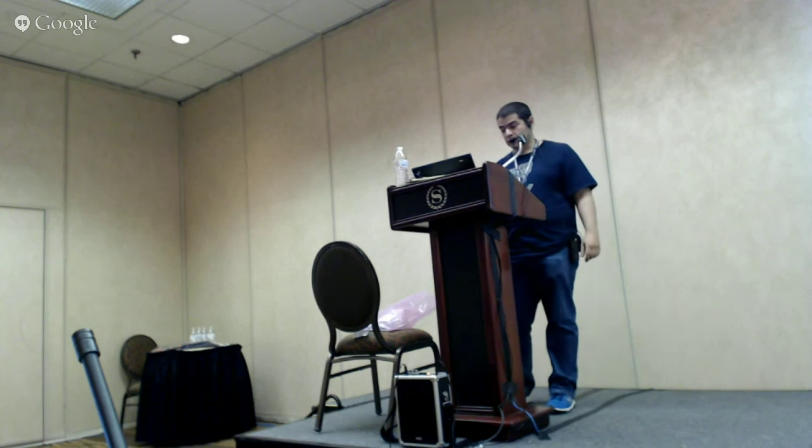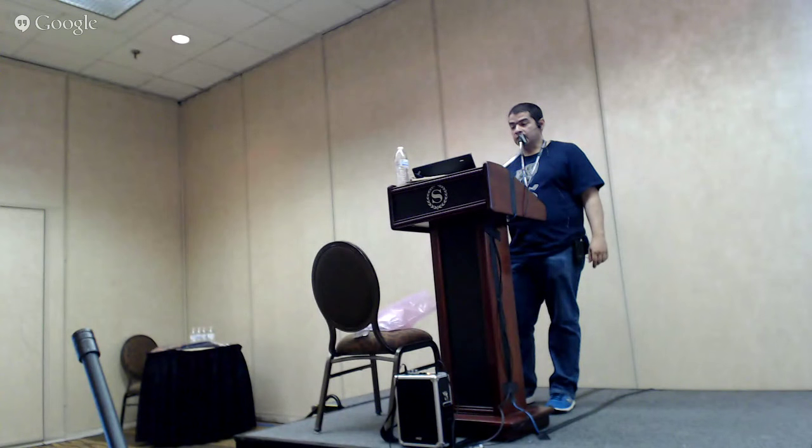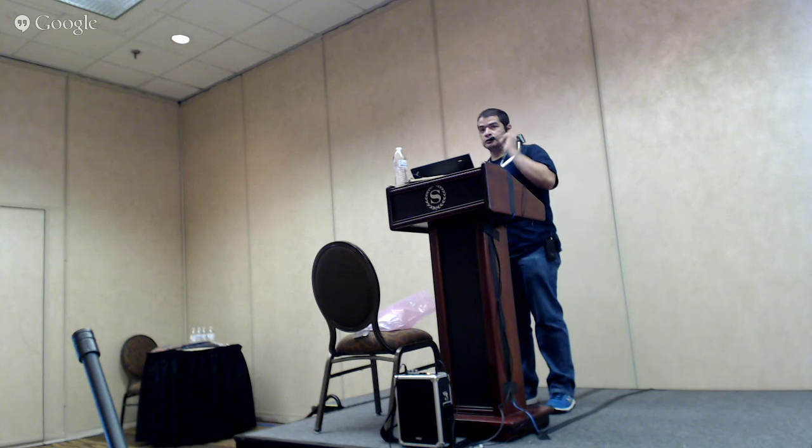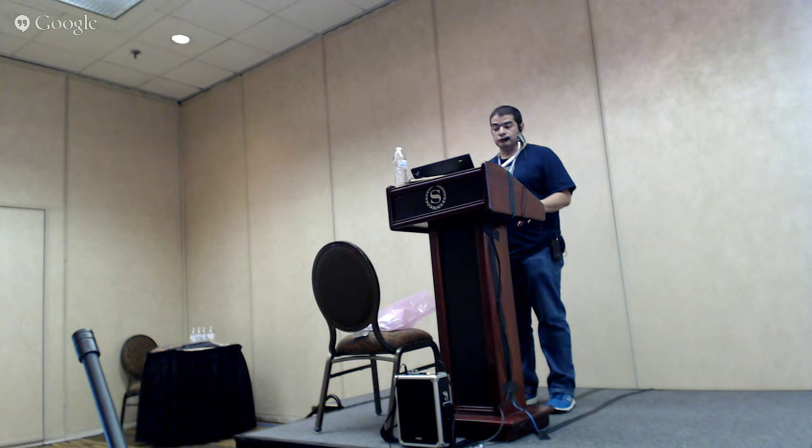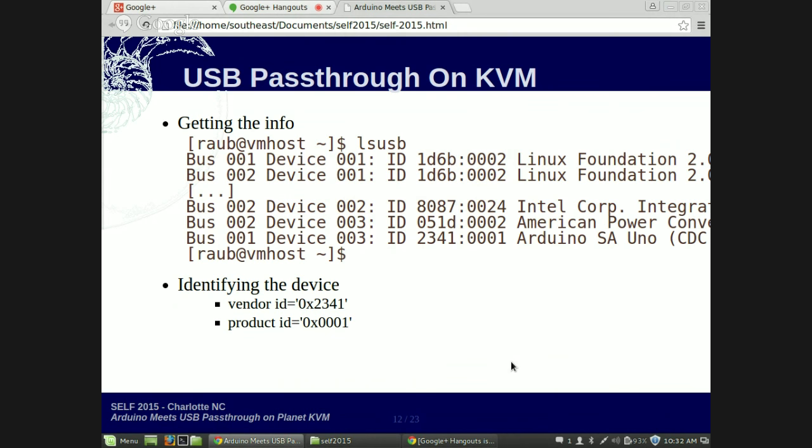That's it. So here is the process to add an Arduino to a VM client using USB pass-through. First thing, you go to your VM host, the machine that's running all the VMs, the server, and you run, say, lsusb to find out what your device is. In this case, I'm actually using that red Arduino that you've been passing around, and it identifies itself as an Arduino Uno.